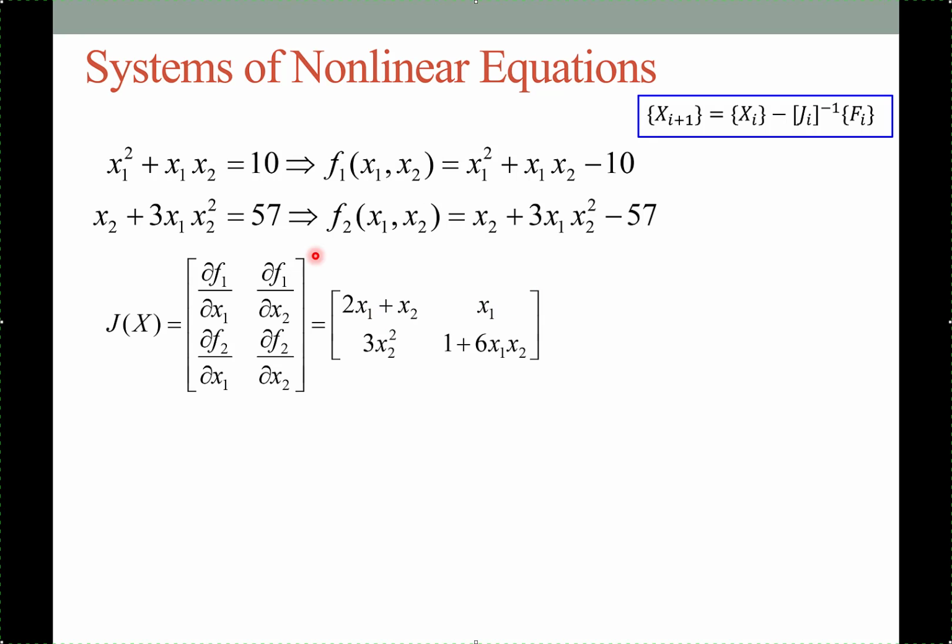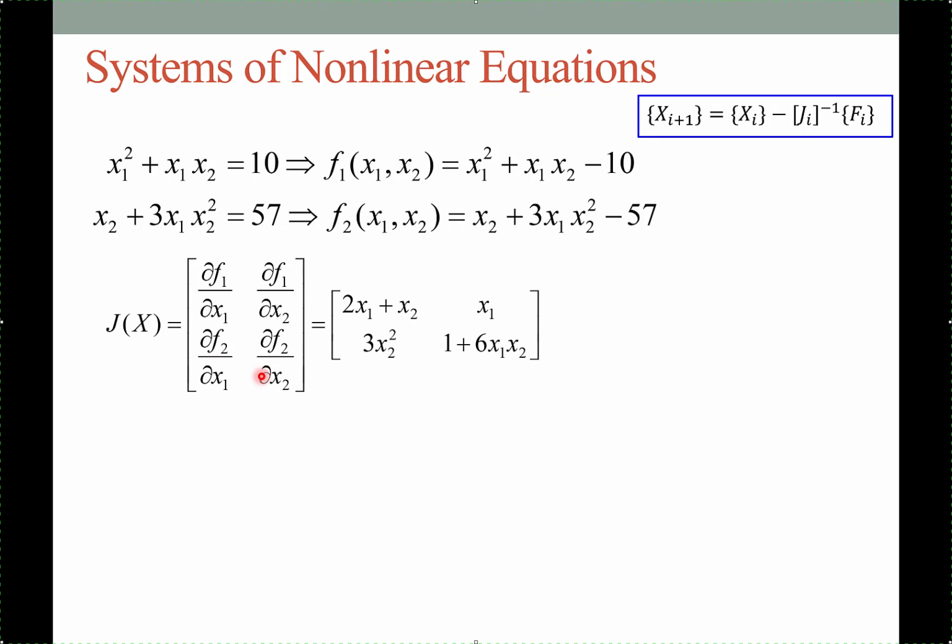The second column in the first row, we take the first equation again, we take the partial derivative in terms of x2, and in this case, all there is in terms of x2 is this x1. So that is what is remaining there.